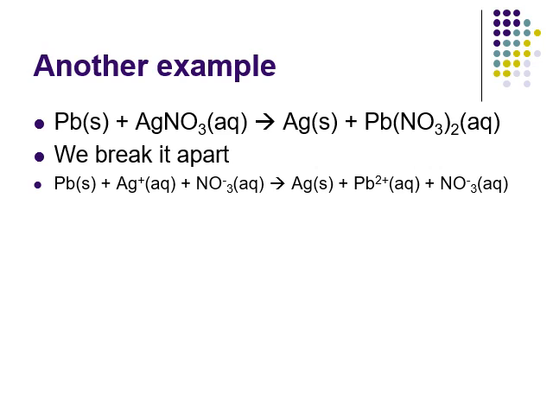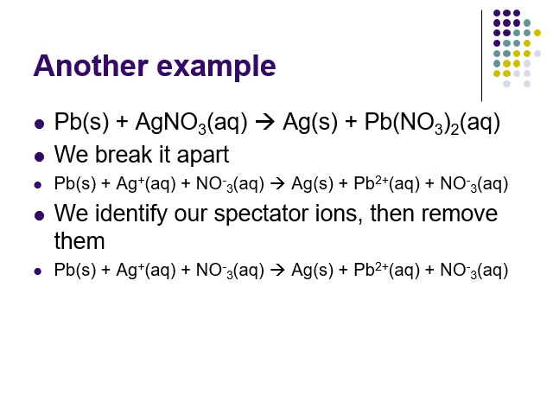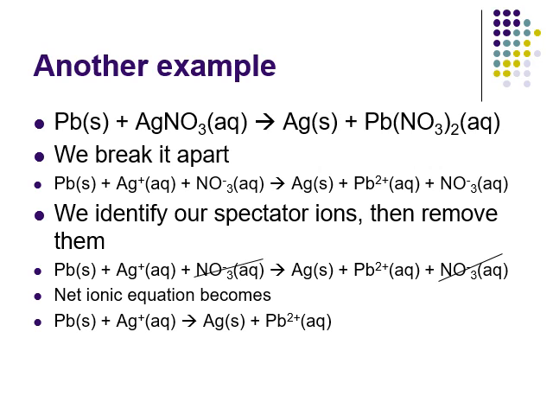So we've done that. So we're going to identify our spectator ions and cancel them out. So again, I've just rewritten the equation. You wouldn't have to rewrite this on your own paper. So the lead is different on both sides, so it stays there. Silver is different on both sides, so our only spectator ion in this one is in fact nitrate. So we rewrite what is left.